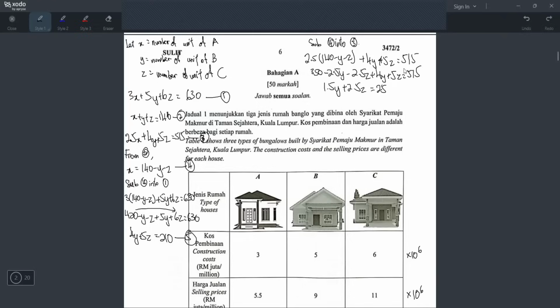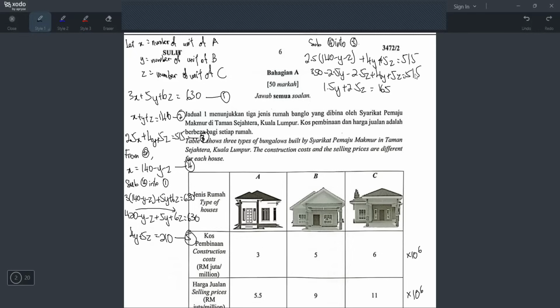This one is 515, not 575. So let me press. Okay, actually it's 165, right? 165. So this one I'll write 165. It means this one is 515, right? It looks like 575, but it's 515. Okay, now I already get two equations.